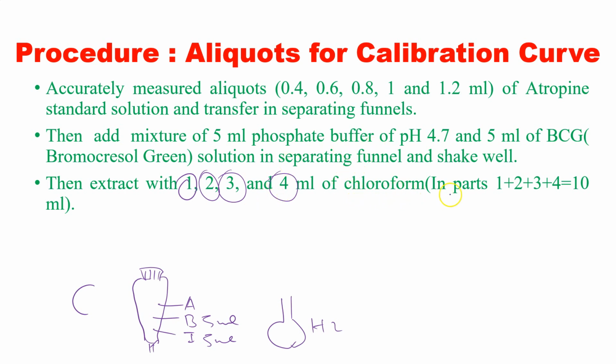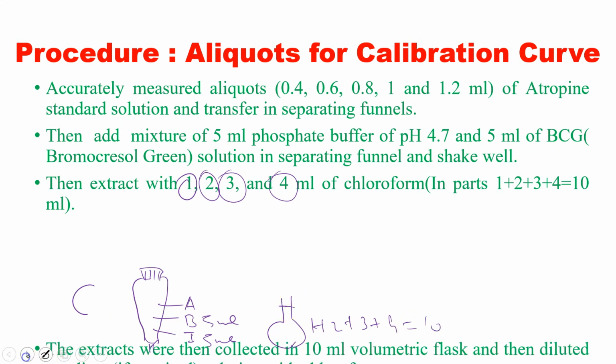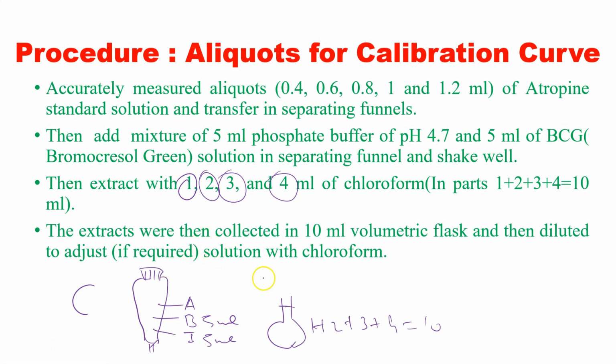complex in chloroform, and the total volume becomes 10 ml. 1, 2, 3 plus 4, it becomes 10 ml, and add to this 10 ml volumetric flask. Now further, if required, if the volume is not exactly 10 ml, if it is a little bit less, it will not happen that it will be more, because we are taking this accurately. If it is less, you can adjust with chloroform if required. If there is no requirement, then you can keep it as it is. Because of the dilution with chloroform, there will be no impact on the absorbance.